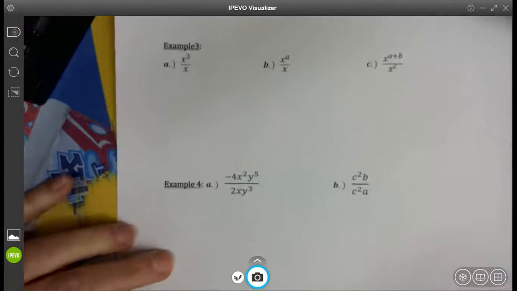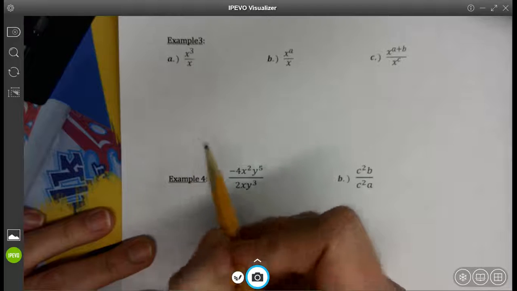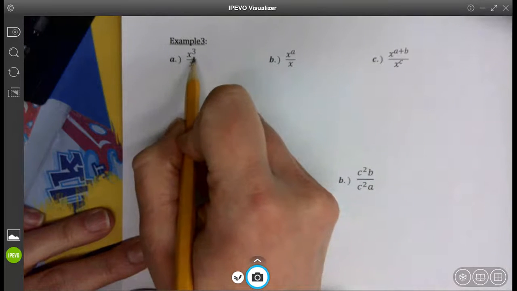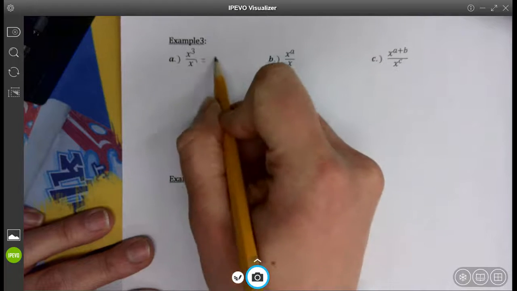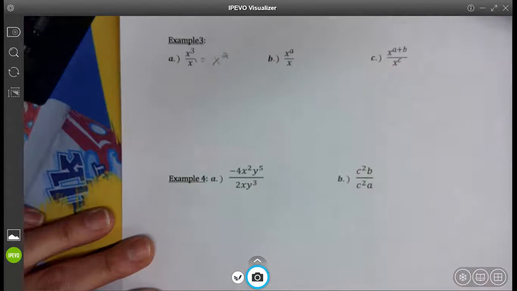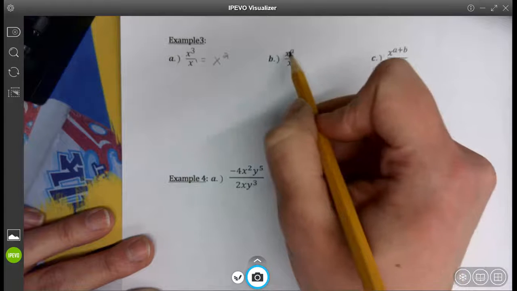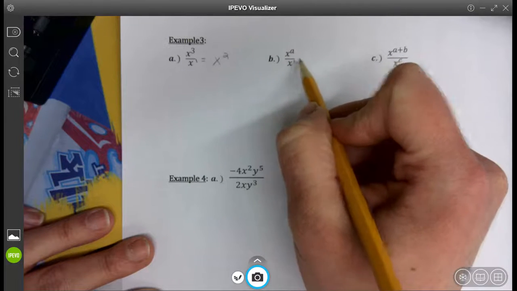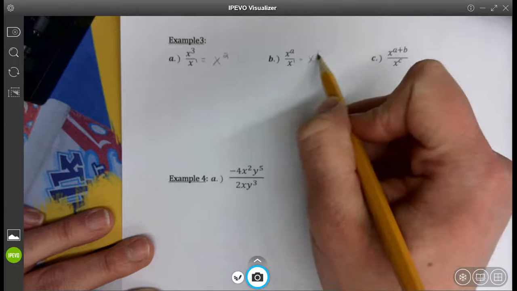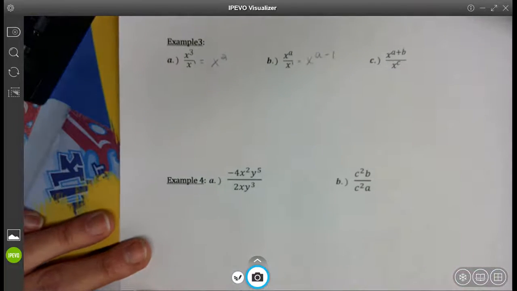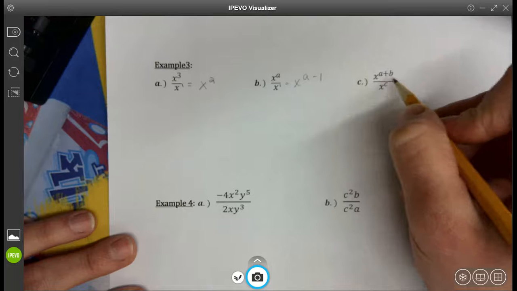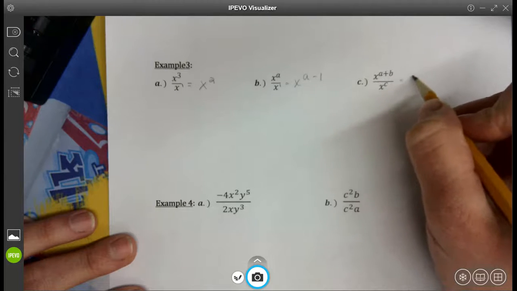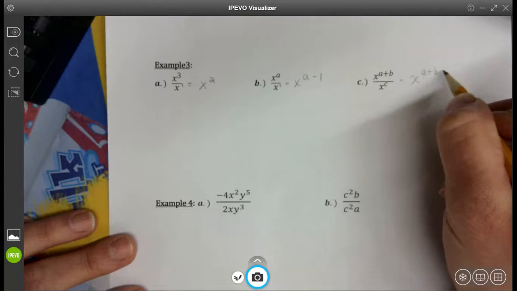So those are easy enough. Let's try a little more difficult with letters. X to the third over x to the first: 3 minus 1 is 2. X to the a over x to the first is x to the a minus 1. That's your answer. X to the a plus b over x to the c would be x to the a plus b minus c.